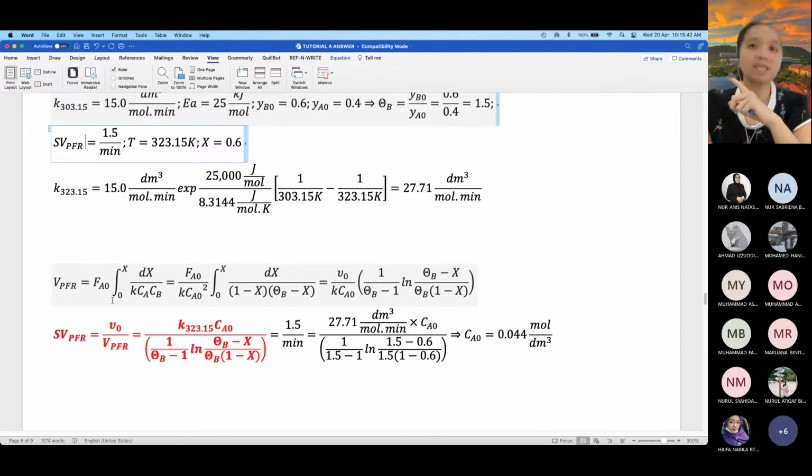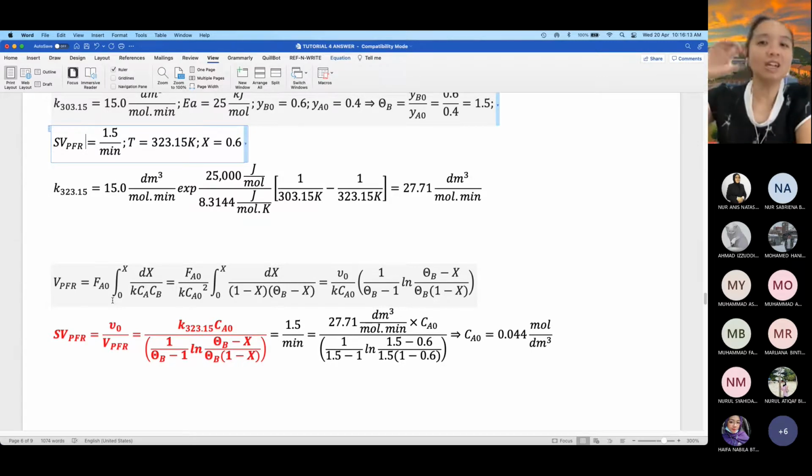PFR, liquid, rate law minus RA equals KCACB. You have to check carefully the equation that fulfills these three conditions. If you check, by right there are 3 equations that fulfill that design condition. Two versions involve FA0 and epsilon naught. These two versions are to find volume. The third version is to find space-time.